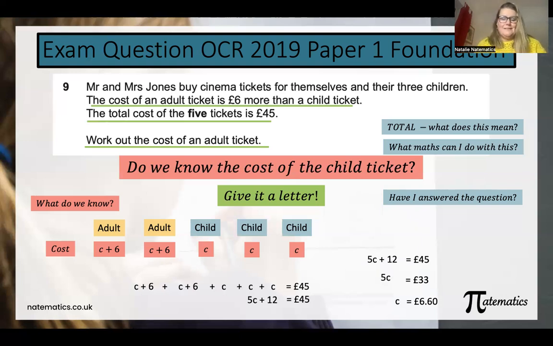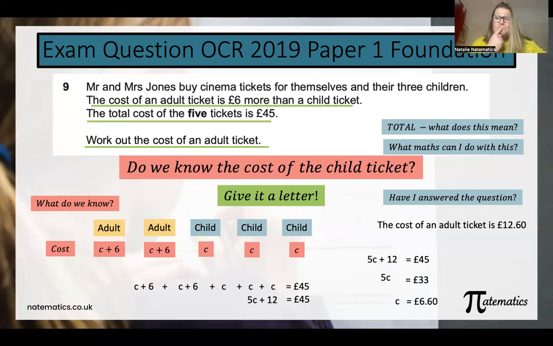So the cost of an adult ticket: well, an adult ticket is 6 more than a child ticket. And we quite often have to go back over the question to remind ourselves what else is there, because we've got a few more pieces of the puzzle put in now, haven't we? So have I answered the question? No, because I know the child price. I just need to add £6 on. So the cost of an adult ticket is £12.60. Does that make sense? £12.60.